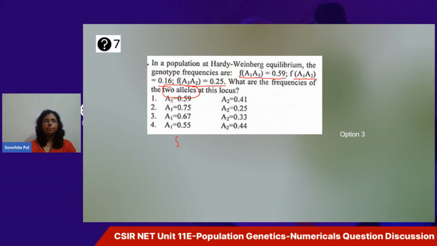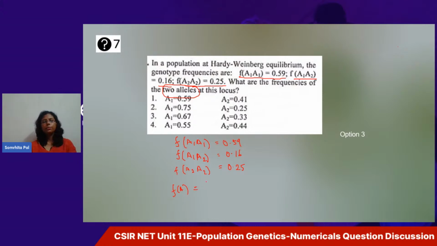So let's jot down what the information has been given to you. A1A1, the homozygous dominant, has a frequency of 0.59. The frequency of A1A2 is given as 0.16. The frequency of A2A2 is given as 0.25. This is a very simple question, but if you just look at it, you might think about what has been given here. Everything is given to you, you only have to put it in the formula, nothing else. So you have to find out the frequency of capital A.